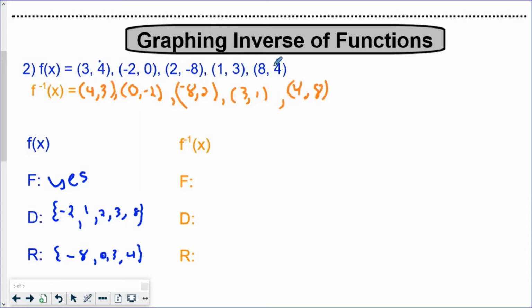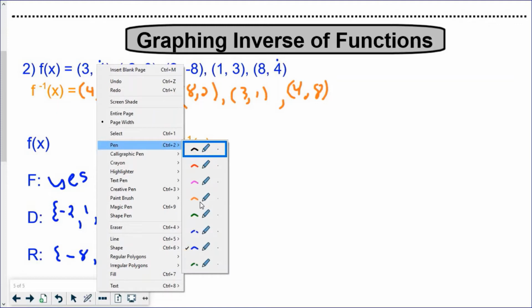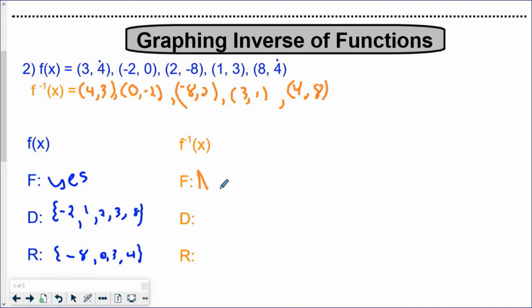Well, that repeated 4, when it reverses, causes the inverse relation to be a no, right? And the reason is, look right here: 4 goes to 3, but 4 goes to 8. So the domain, if I look at the orange one, is -8, 0, 3, and 4, which shows you that these simply switched, right?